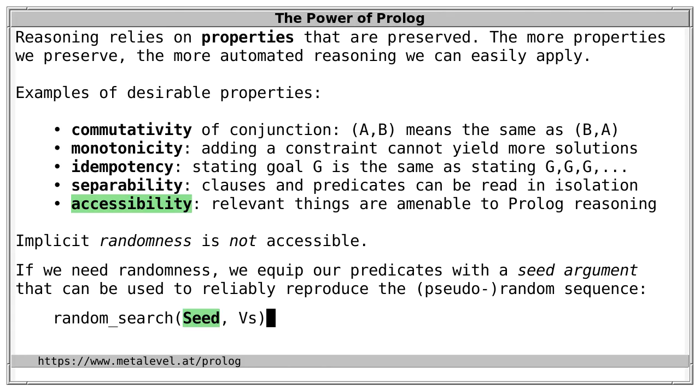And of course, there may also be other arguments, such as a list of variables that must be labeled and so on. The point is that if we specify the same seed, then we always get the same outcome. And therefore, we can reason about the program and analyze, for example, why a test case failed and so on. So again, we've made the state accessible as a Prolog term.